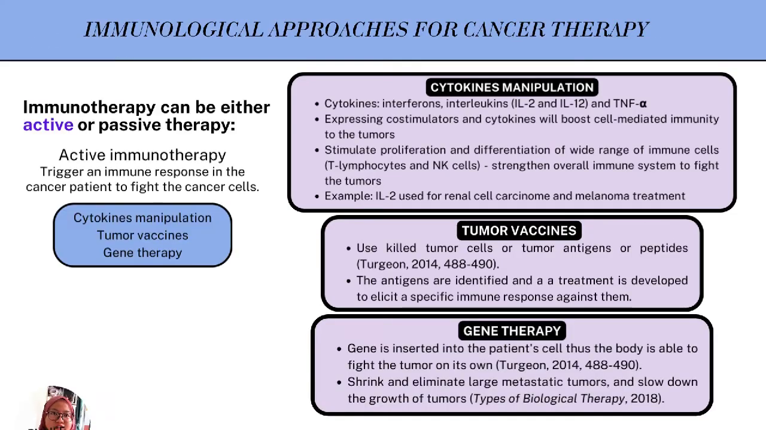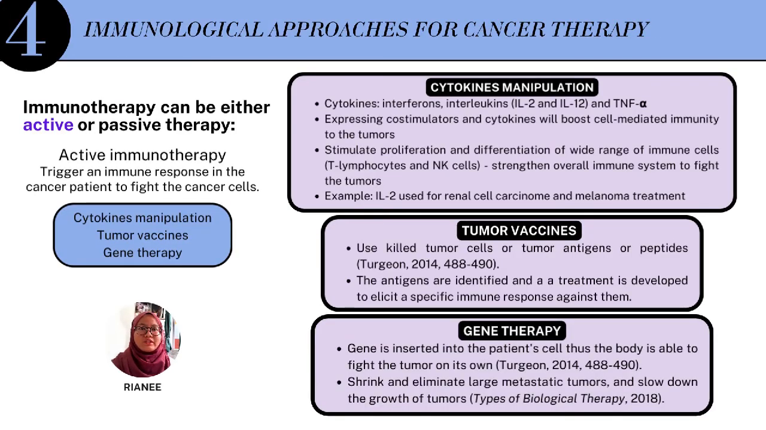Section 4 discusses the immunological approaches for cancer therapy. Immunotherapy manipulates the immune system using a variety of methods and drugs. Immunotherapy can be active or passive in nature. Both of these approaches can either be specific or non-specific.